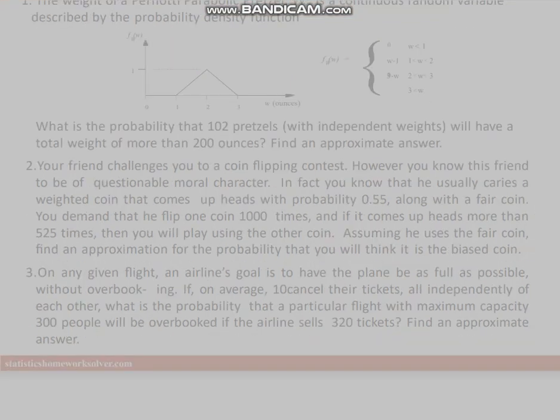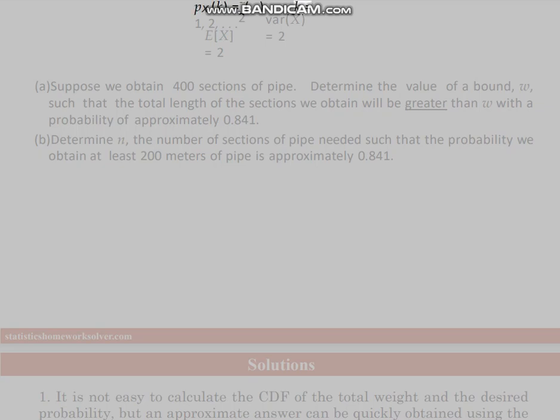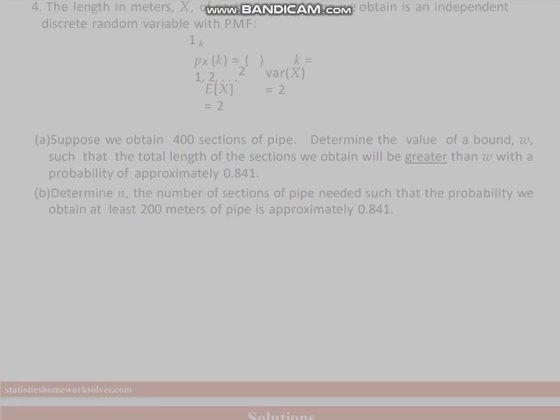4. The length in meters X of each section of pipe we obtain is an independent discrete random variable with PMF p_X(k) for k = 1, 2, with E[X] = 2 and var(X) = 2. A. Suppose we obtain 400 sections of pipe. Determine the value of a bound, W, such that the total length of the sections we obtain will be greater than W with a probability of approximately 0.841. B. Determine N, the number of sections of pipe needed such that the probability we obtain at least 200 meters of pipe is approximately 0.841.